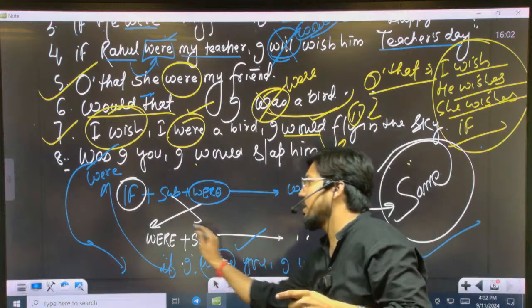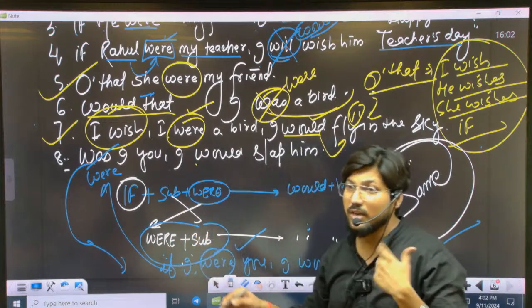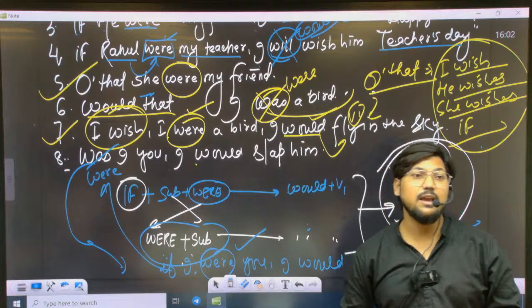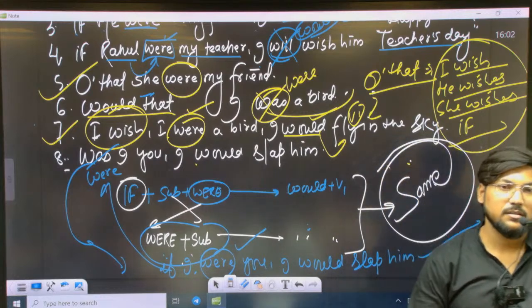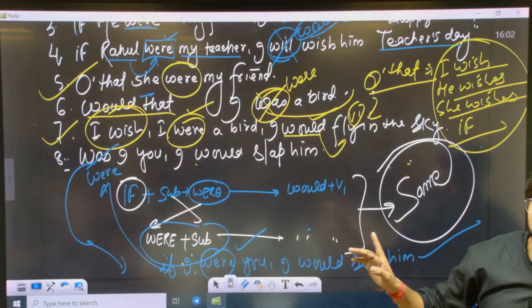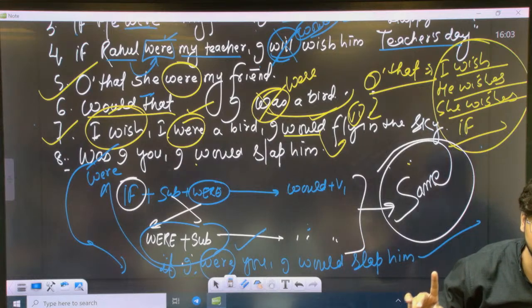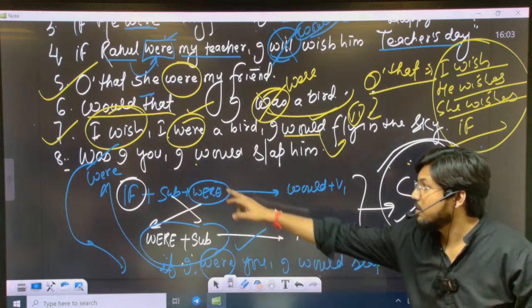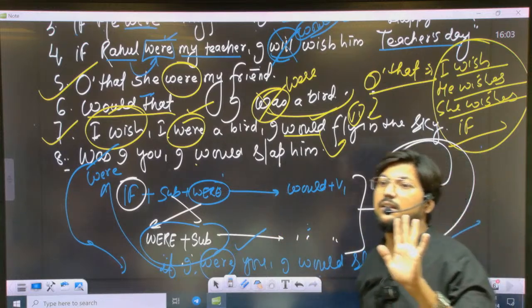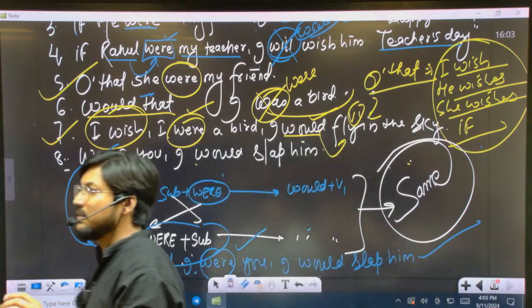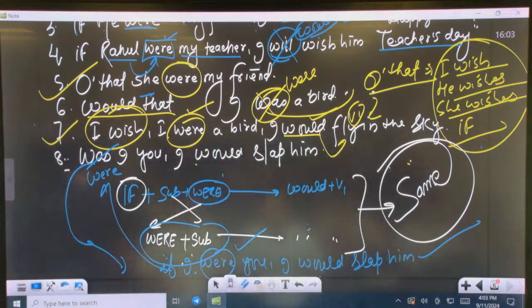This rule is known as inversion in English. Inversion: when helping verbs come before the subject. But this won't become your interrogative sentence. Just keep in your mind, this won't become your interrogative sentence. This is just an affirmative sentence. This is the speciality of any inversion.